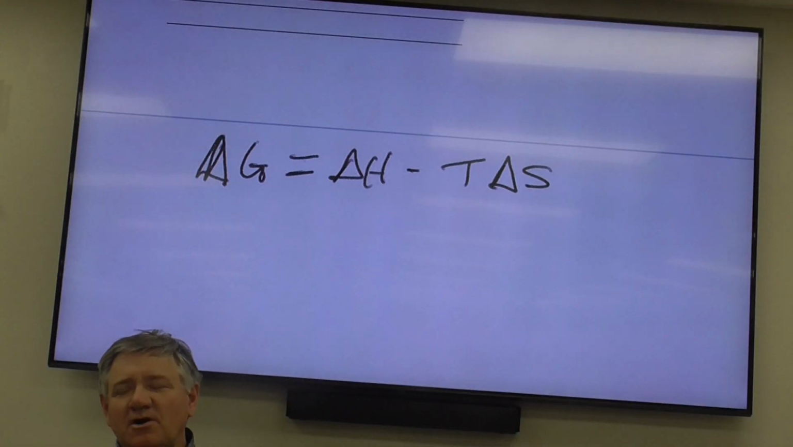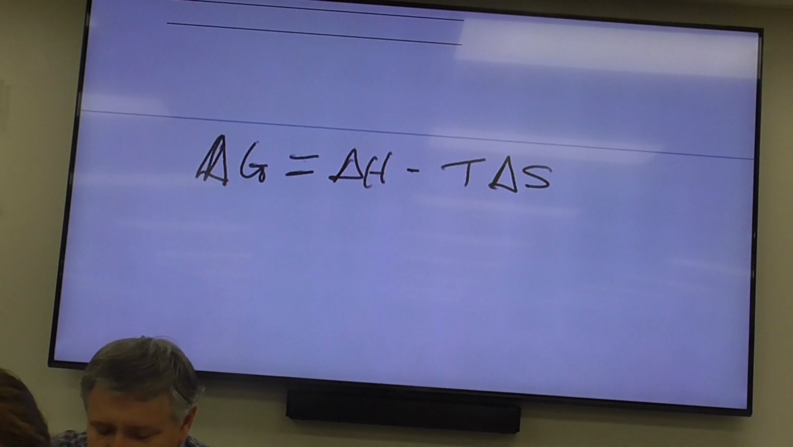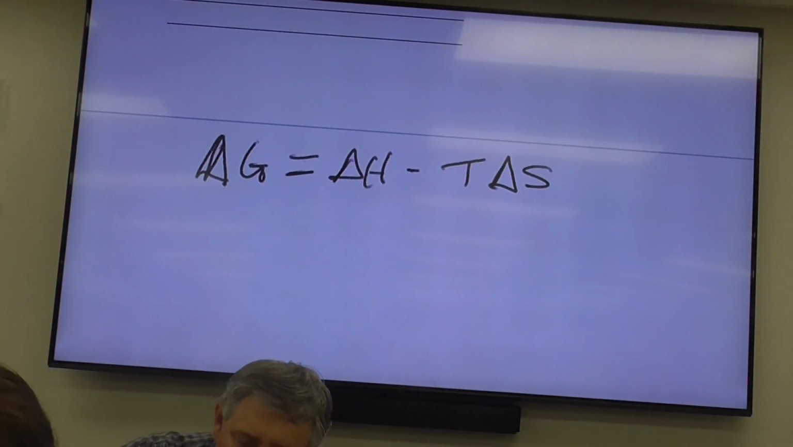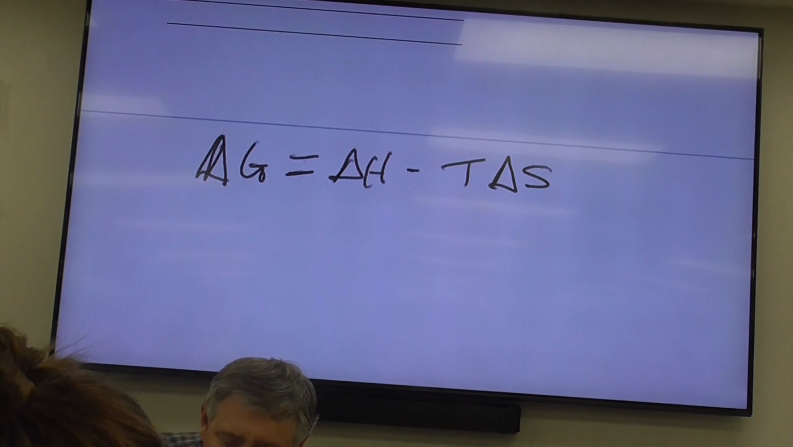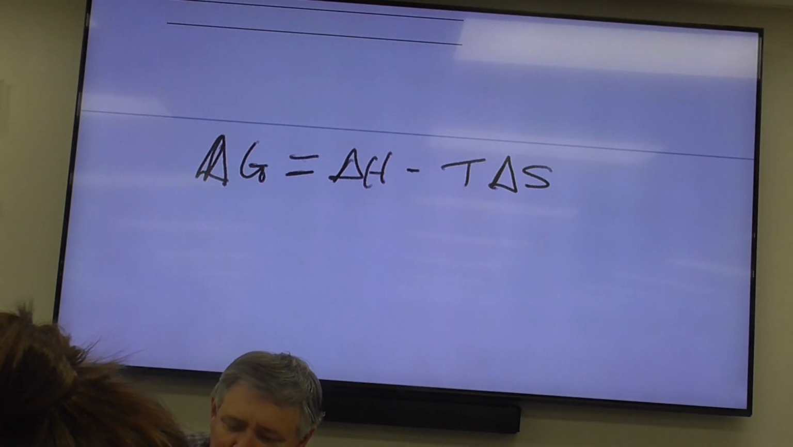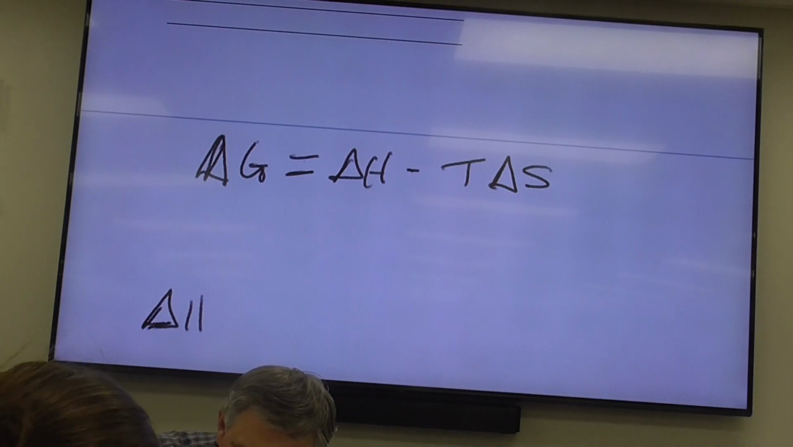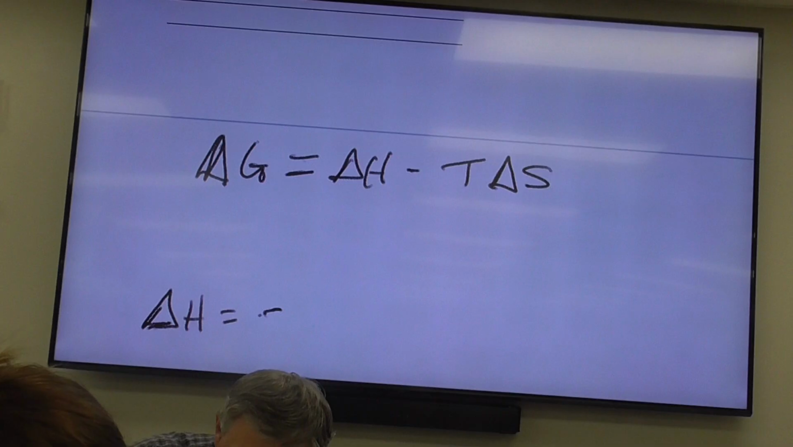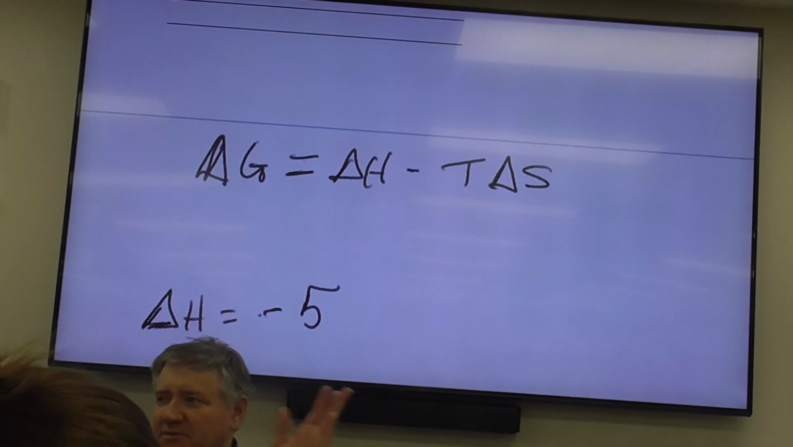So, we're going to start with the one that is always spontaneous, okay? This is kind of a math problem more than anything. So, I'm just going to make up a number, and I'm going to say delta H is going to be a value of negative 5, okay? Don't worry about the unit, it's just negative 5.